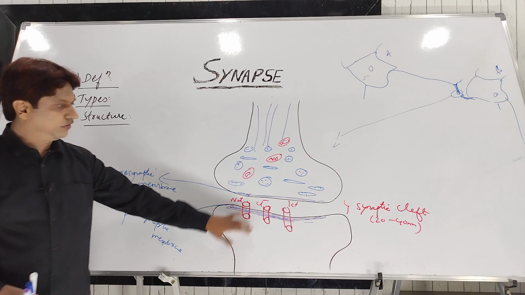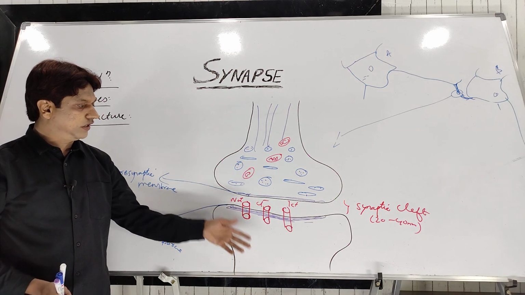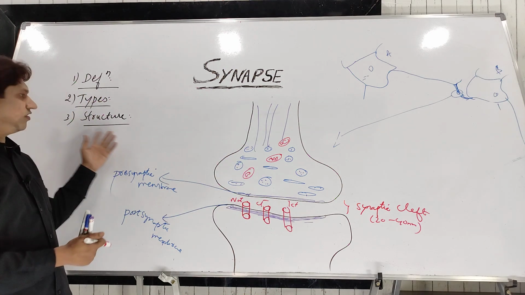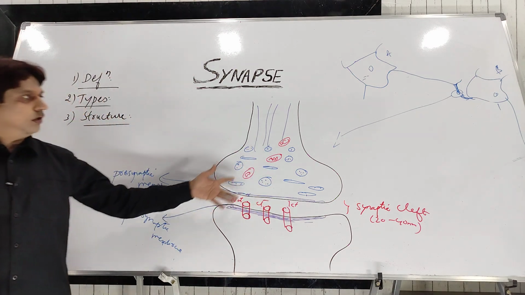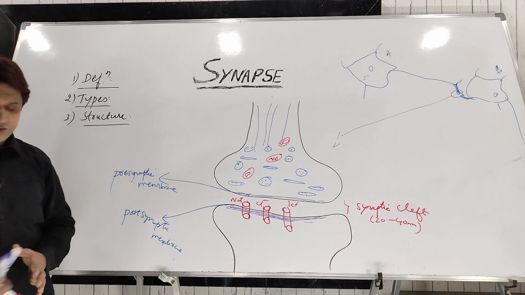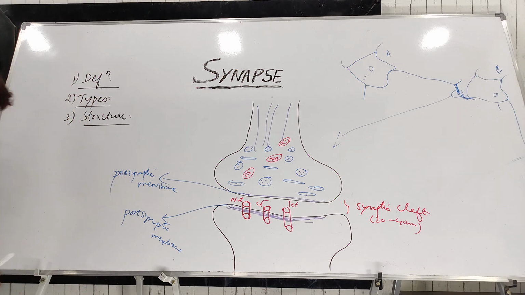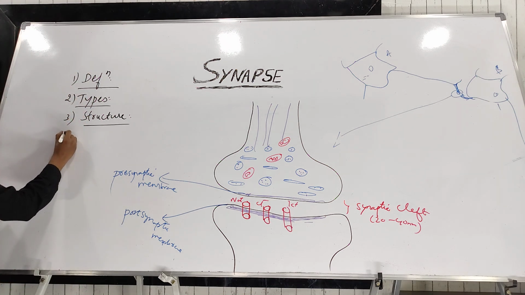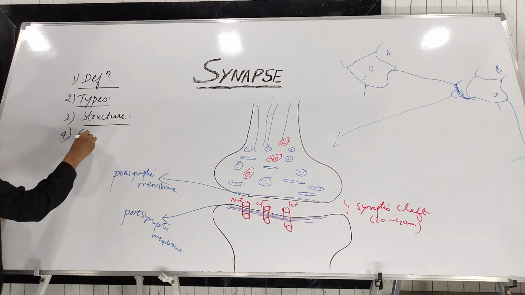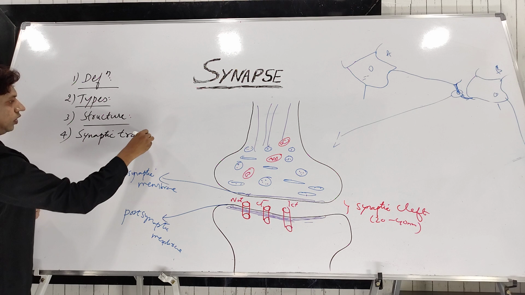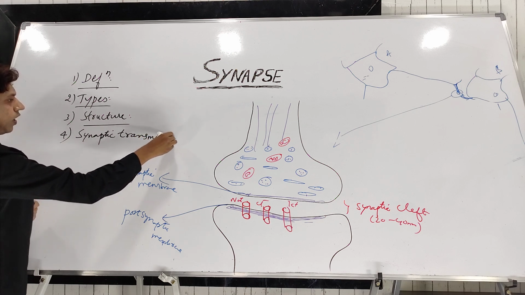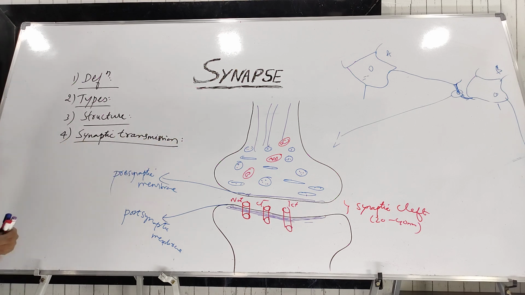So mainly this is the ECF, this is the synaptic cleft, and ICF is this one. So this is a typical structure, what I have just highlighted, the very important aspects of the structure of a chemical synapse. Now the fourth thing is how the synaptic transmission takes place in a chemical synapse. This can be a 10 marks question. Synaptic transmission, that is how the message from one neuron is transmitted to another neuron.